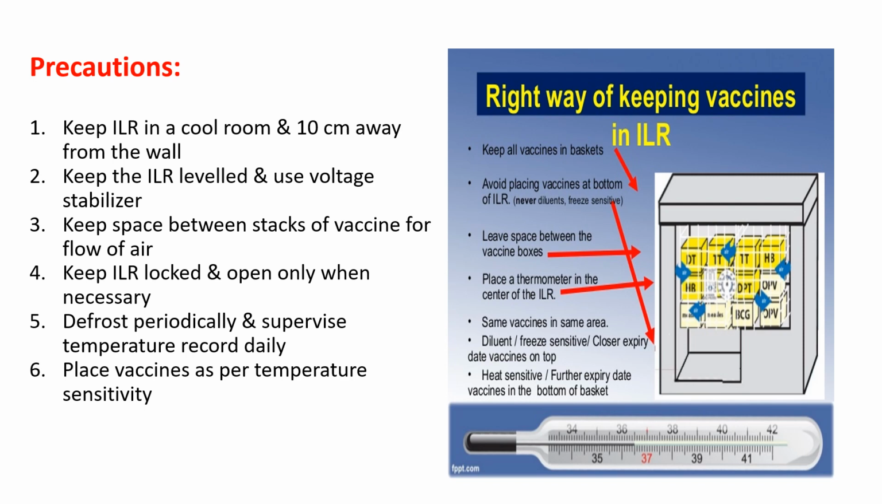So what are the precautions the ANM needs to exercise? Well, the 6 precautions are: keeping the ILR in a cool room and 10 centimeters away from the wall. Keep the ILR leveled and use a voltage stabilizer. Keep space between stacks of vaccines for flow of air. Keep the ILR locked and open only when necessary. Defrost periodically and supervise the temperature record daily. Place the vaccines as per the temperature sensitivity.